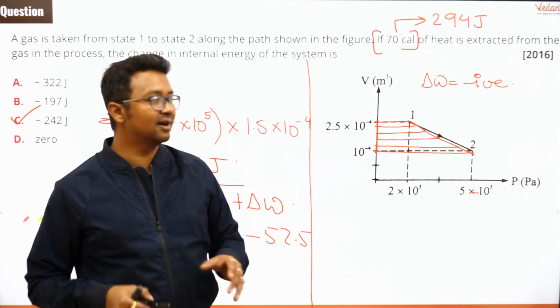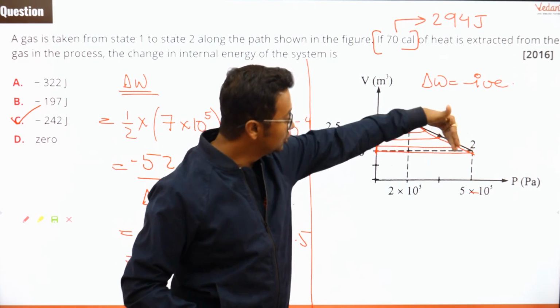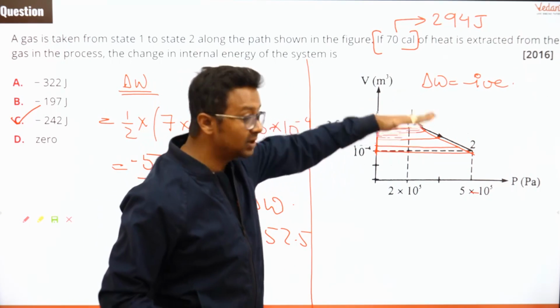It is the area under this volume curve, this PV curve. So this is the area right now, not this one.